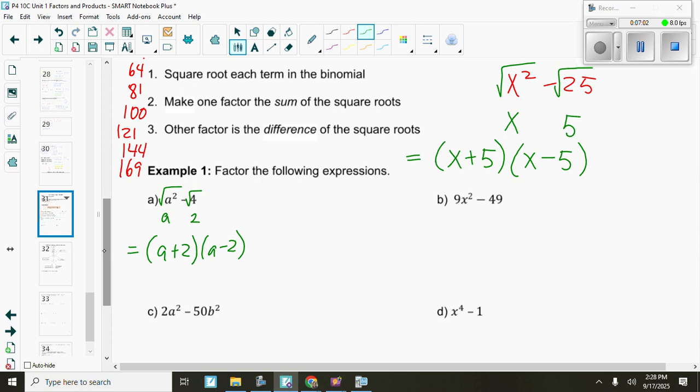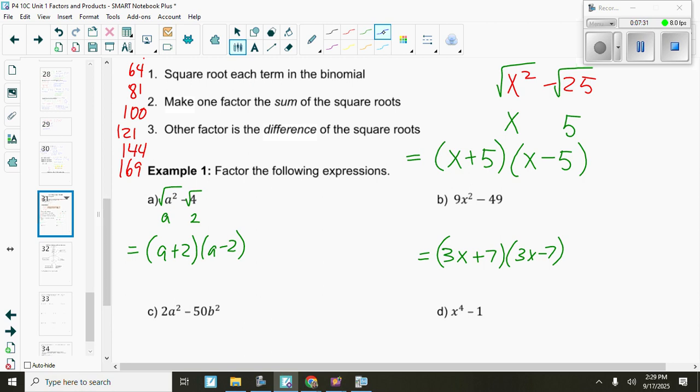If you look at this and you're like, oh, now we're doing a combination. 9, is 9 a perfect square? Yep. Is x squared a perfect square? Yep. Is 49 a perfect square? Yeah. Okay, you can go straight to 3x plus 7, 3x minus 7.